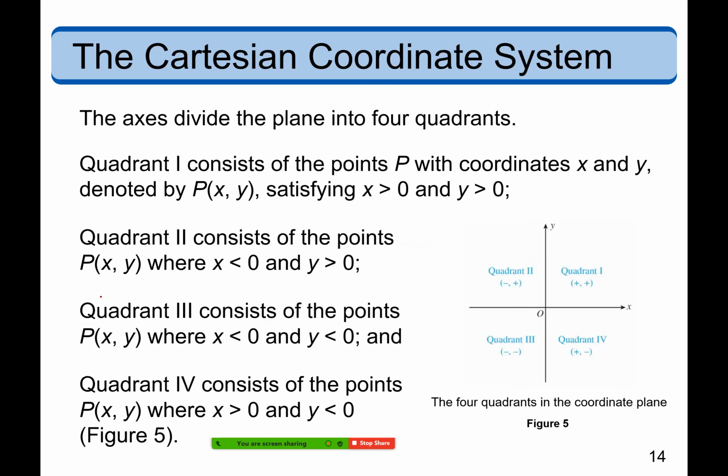And this just gives you a breakdown of all 4 quadrants. In the first quadrant, both the x value and y value are positive, right? In the second quadrant, the x value is negative, and the y value is positive. In the third quadrant, the x value is negative, and the y value is negative. In the last quadrant, the x value is positive, and the y value is negative. And that just gives you a breakdown of all the pairs within each quadrant.